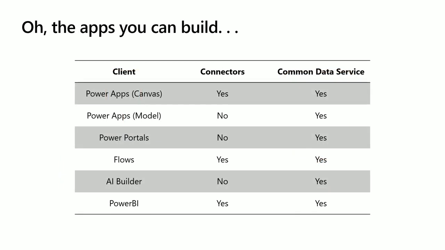Awesome. One slide that I added that I thought would be really important to touch on is the types of apps that you can build over the different types of data. As you know, Power Apps come in 2 flavors, canvas apps and model-driven apps. Canvas apps can be built over connectors or CDS. Model-driven apps can only be built against CDS. Portals can only be built against CDS. Flows can work across both. AI Builder works against CDS, and Power BI works across both types of data.